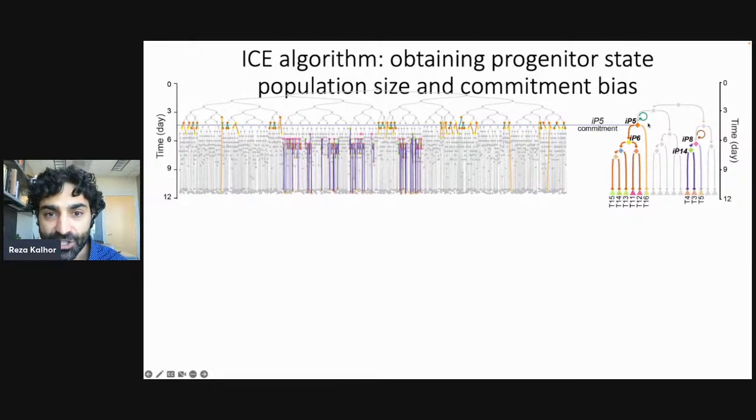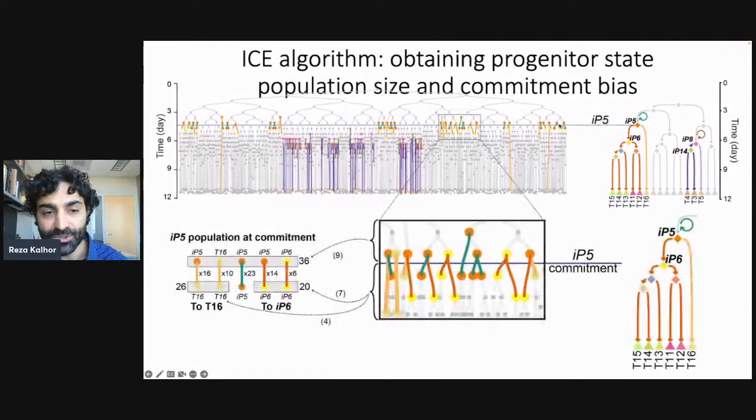And if those branches are across this, their inferred progenitor state, those branch nodes relating to IP5, those branches basically represent IP5 cells that existed at its commitment time. Let me zoom in to try to explain this better.